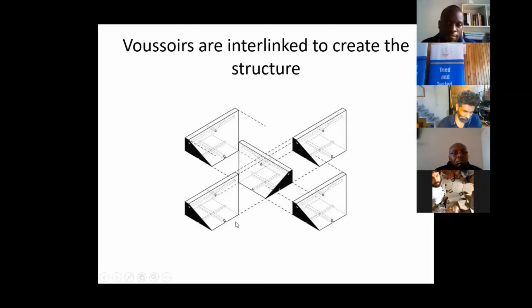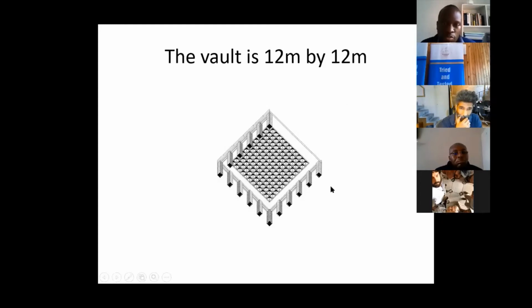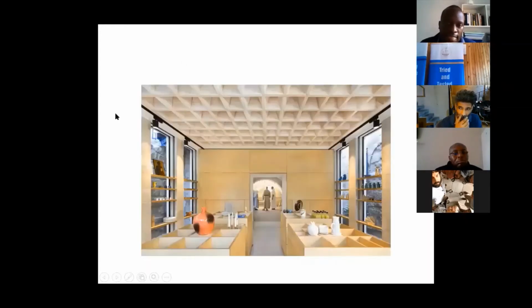Basically, you have stone voussoirs, which are stone cut sections that are put together as a puzzle and interlocked, and then you come up with a vault which is 12 meters by 12 meters, spanning the roof over the shop. And that is the final look of the design. It's notable that it feels contemporary. It doesn't feel like it's something that has been there for centuries, but it's all natural stone with a minimal use of maybe steel for threading the post-tensioning.